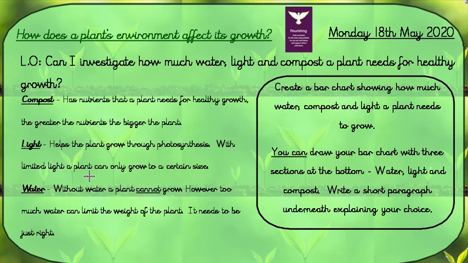With limited light, a plant can only grow to a certain size. So we saw yesterday in our experiment that the more compost and light used, if we used 100% compost and light, the healthier a plant can grow. However, this wasn't the case with water. We also saw that without water a plant cannot grow. However, too much water can limit the weight of a plant. It almost needs to be just right. And remember, we saw on our chart yesterday that about 60% of water available is about the perfect amount of water we could have used.